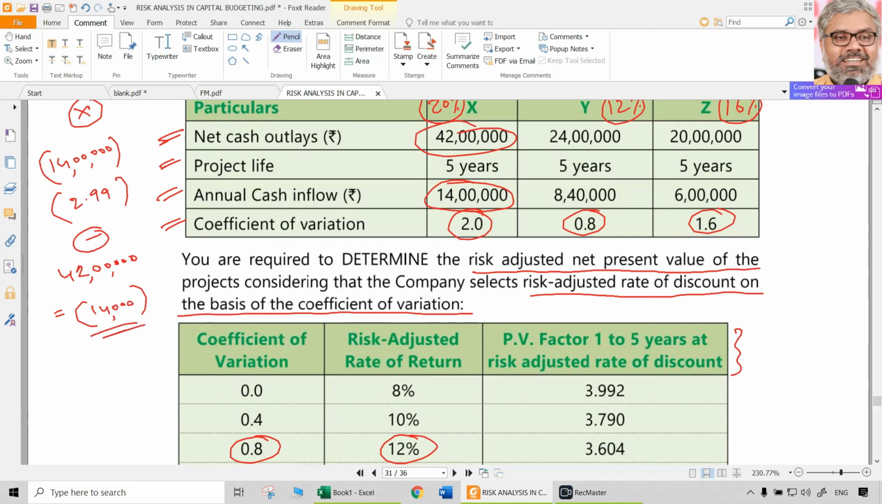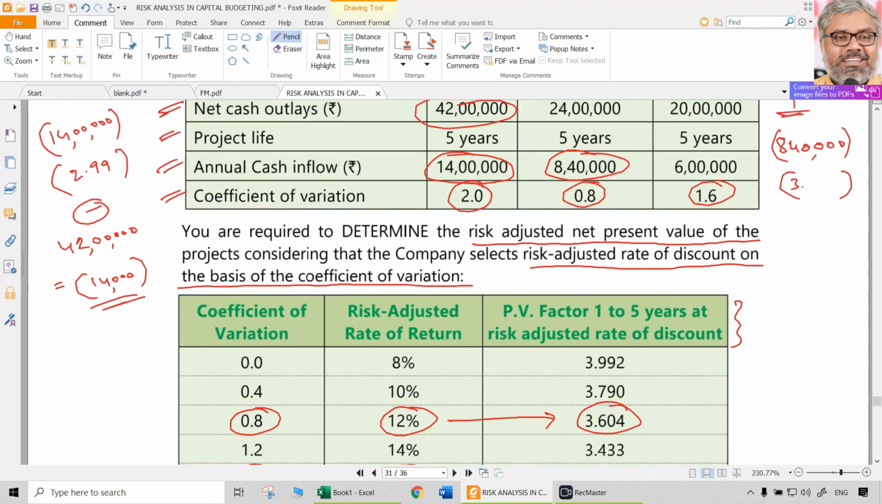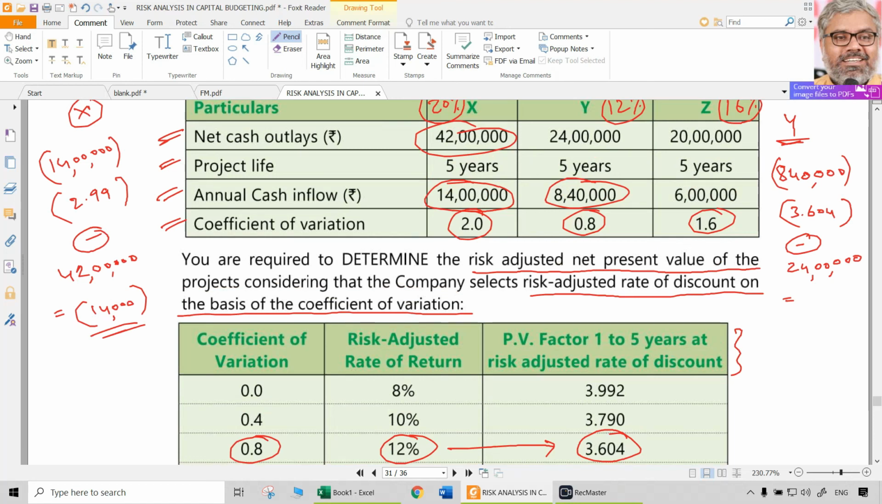That is project X. Same with project Y, but different data. Now annual cash flows is 8,40,000. That has to be multiplied with that annuity factor, which is corresponding 12% rate, which is 3.604. Minus 24 lakhs is the initial cash outlay. That gives NPV for project Y. Do the calculation. 840 multiplied with 3.604 minus of 24 lakhs. That gives 6,27,360. That is the NPV for project Y.